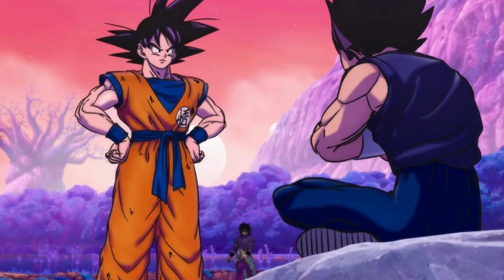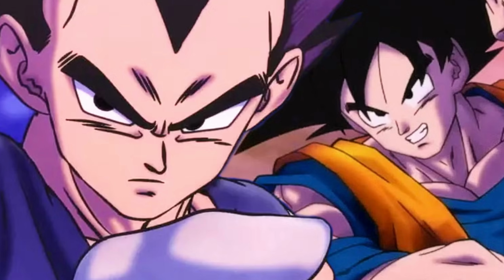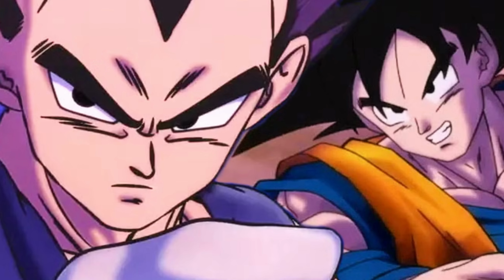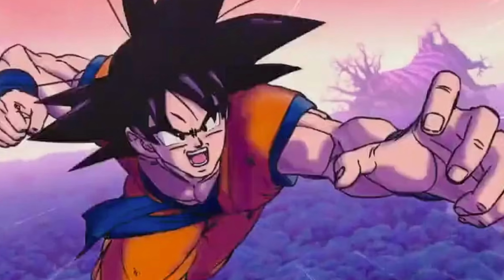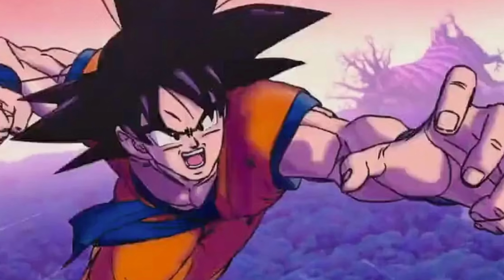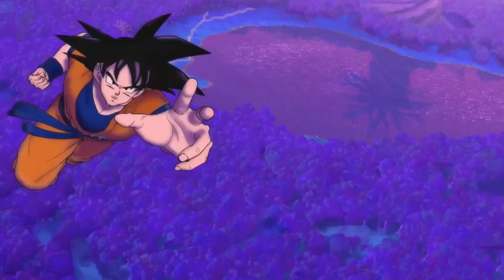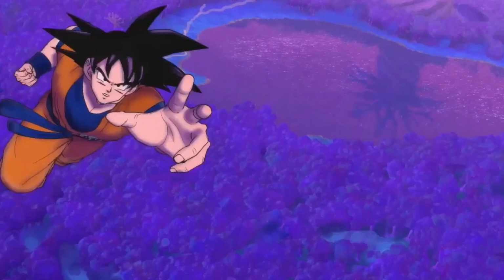His demeanor is relaxed, measured, even a little distant. There's less of the youthful recklessness, more calm calculation in the way he watches and teaches. It's as if he's stepping into that Roshi or Whis role, not as the legend on the battlefield, but as the one who creates the next legend.